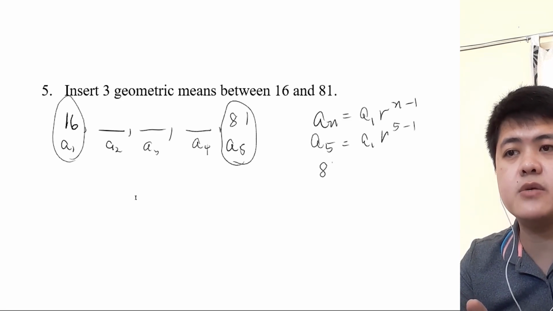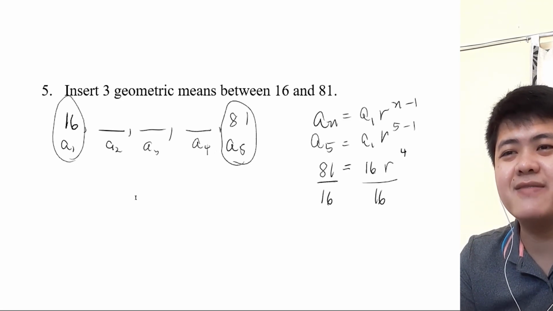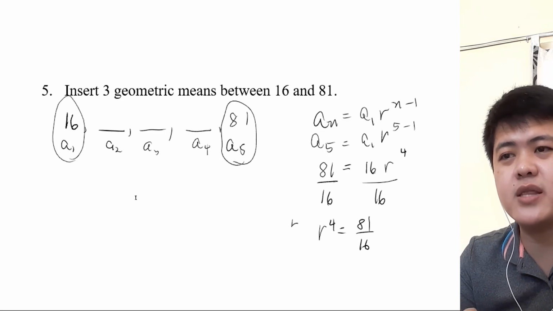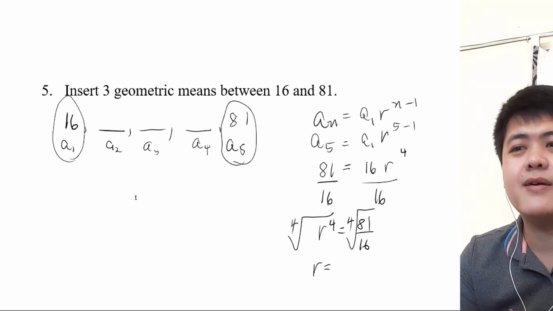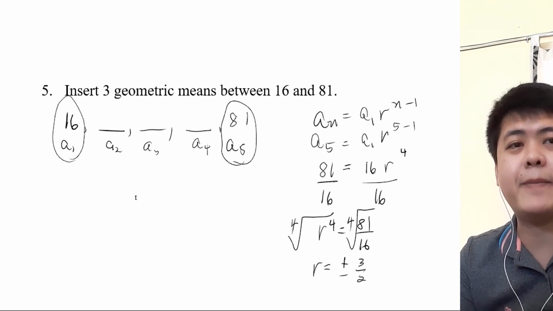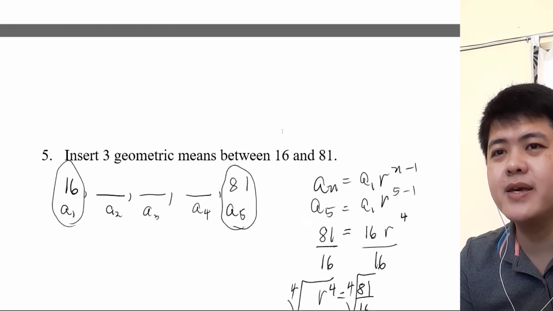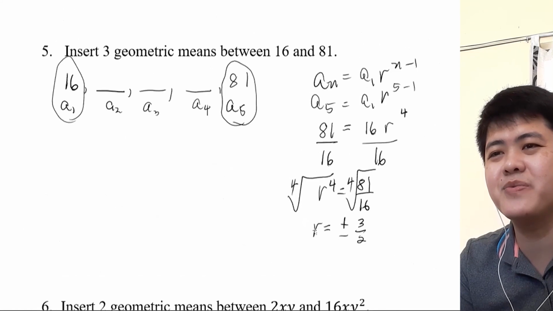Your a sub 5 is 81. A sub 1 is 16. R raised to 4. Kaparehas lang din ng kanina. Divide everything by 16. You'll get r raised to 4 equals 81 over 16. And of course, you get the fourth root of both sides. R is equivalent to two values again. We'll get plus or minus 3 over 2. Hindi pala parehas. Kanina ay 2/3. Ito naman ay 3 over 2.